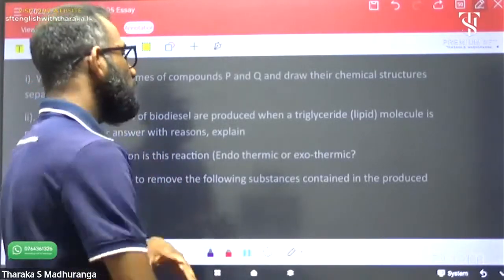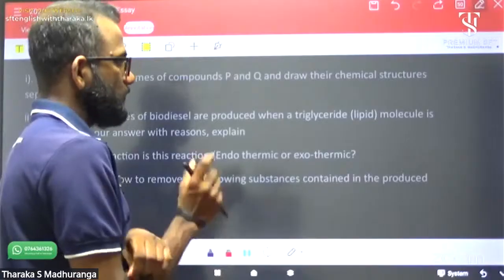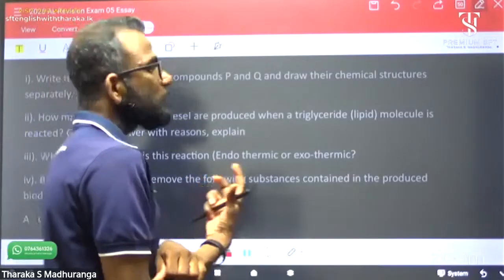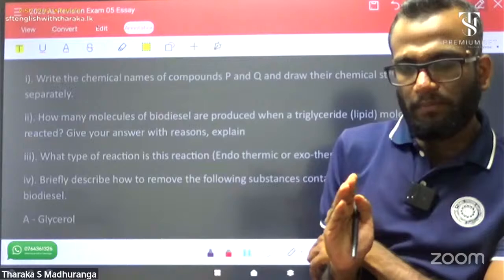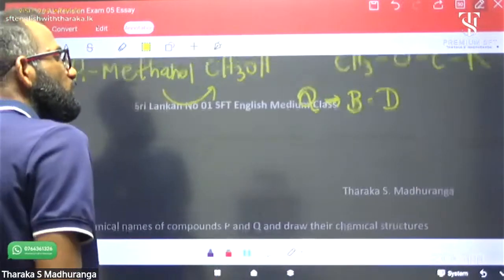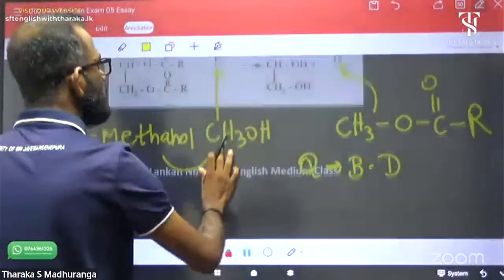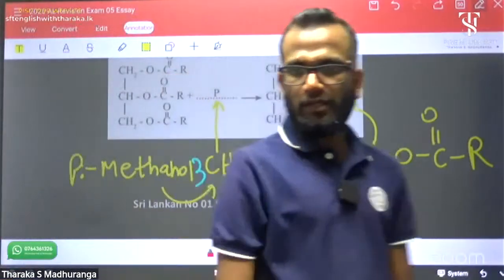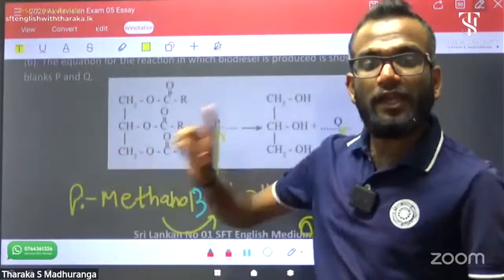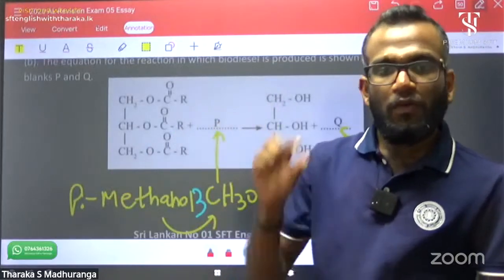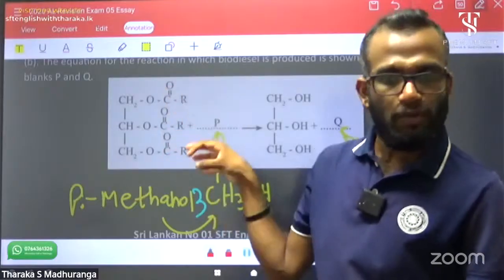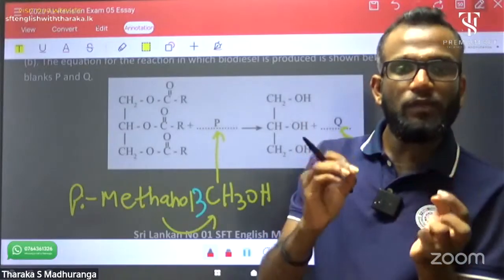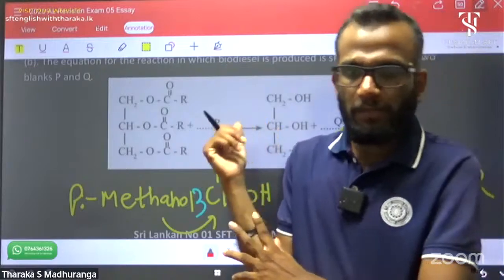How many molecules of biodiesel are produced when a triglyceride, that means one triglyceride, is reacted? Give a reason for your answer. It's 3. Do you remember in the balancing of this equation, it produces 3 biodiesel and requires 3 methanol. Why? One triglyceride contains 3 fatty acids. Each fatty acid produces a biodiesel molecule. That's the reason.